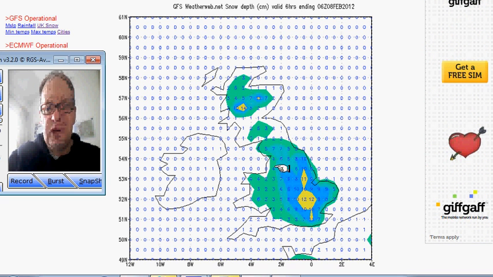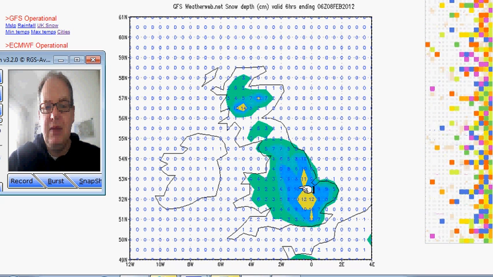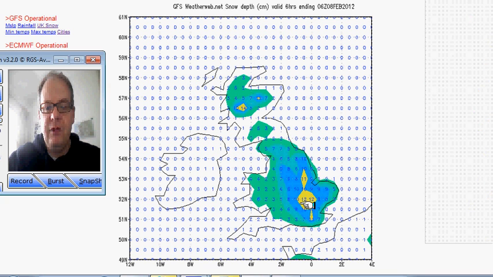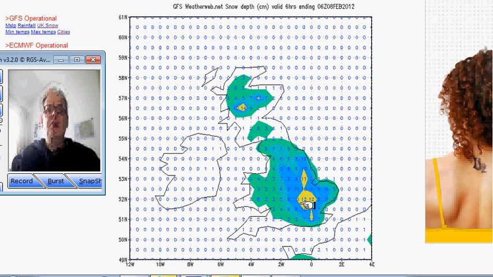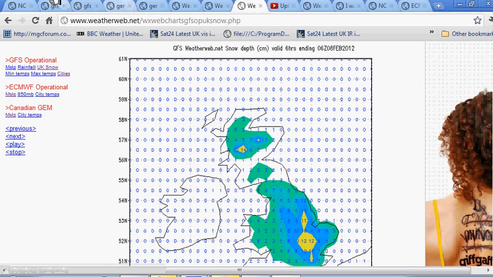Really what I want to show you is that it's this northeast of England, eastern Midlands, down through parts of the home counties into the London area, where we could see some snow lying on the ground for several days. So that's what I want you to take away from today's forecast.